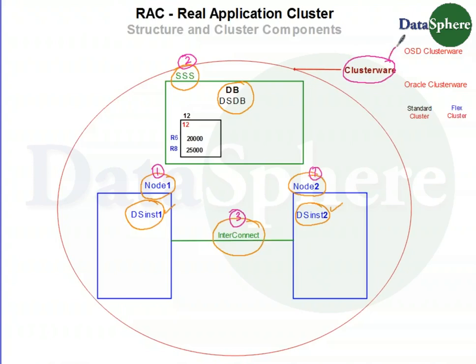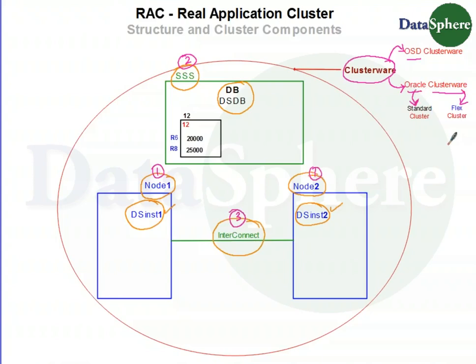Basically, we have two types of clusterware. One is OSD clusterware, the other is Oracle clusterware. OSD clusterware is operating system dependent clusterware, so OS vendors provide it. When it comes to Oracle clusterware, Oracle provides it. We have two types of Oracle clusterware. One is standard, which was used till 12c, but from 12c onwards we have one more called flex cluster. So standard cluster and flex cluster are the two types of clusters available.